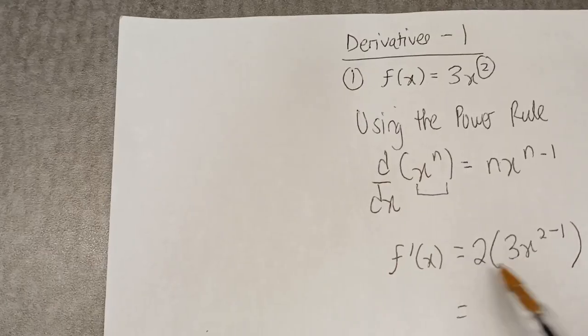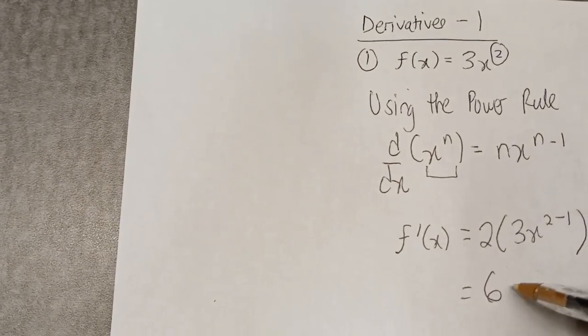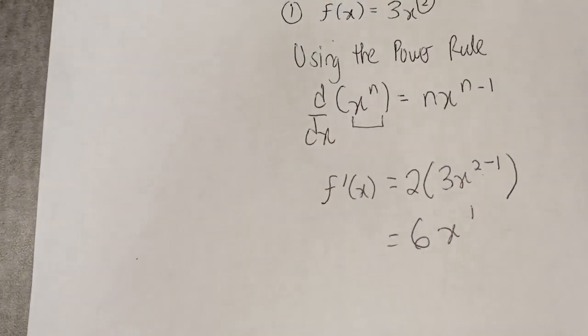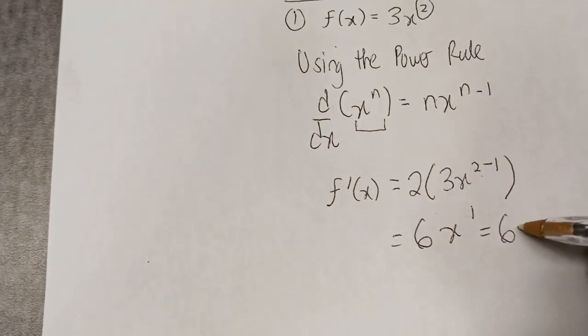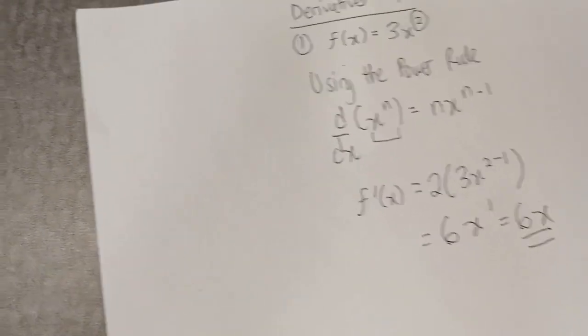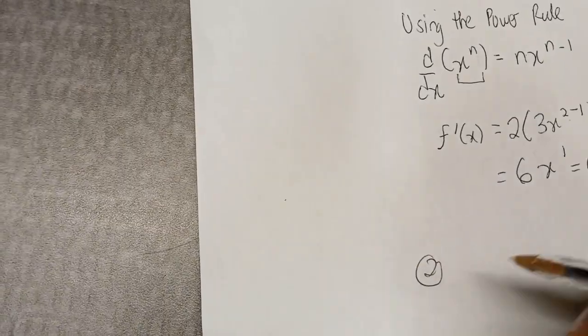This gives me 2 times 3 is 6, so 6x, and 2 minus 1 is 1. We don't usually write that 1 mathematically, so we're going to leave our answer as 6x, which is the answer. Does this make sense? All right, so number 2.